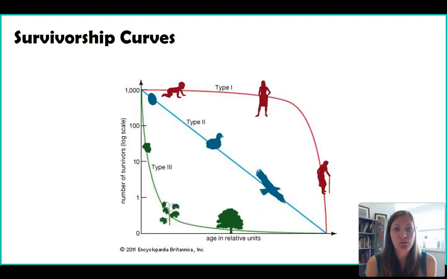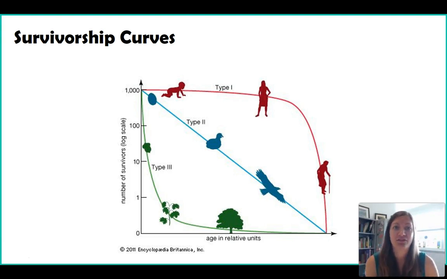So in summary, a way we can describe populations is by really understanding their survivorship and where individuals survive. Type 1 would be an example of humans. We have really high survivorship in our younger years before going off at the end. Then you have type 3 survivorship, which has very low survivorship in the early years of life, but then once you make it, you've made it. And then you have type 2, which is something in between, where your likelihood of survivorship is about the same throughout your lifetime.